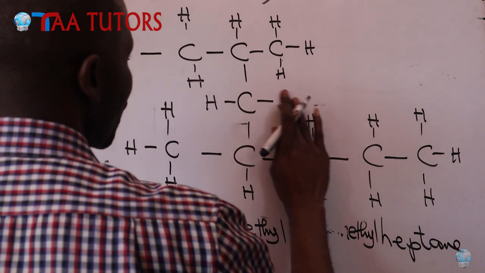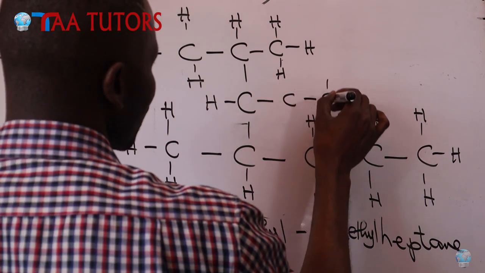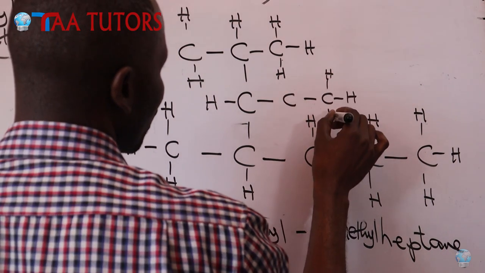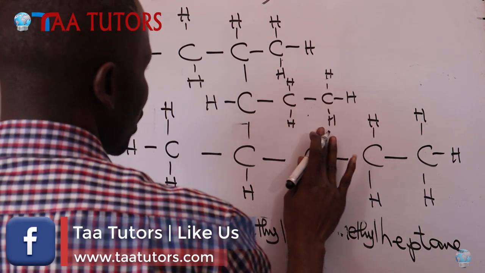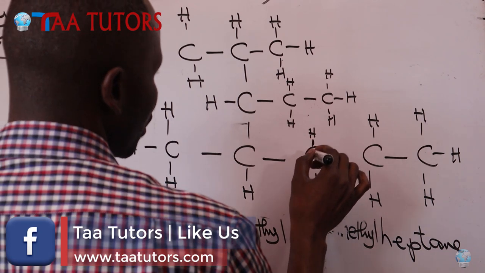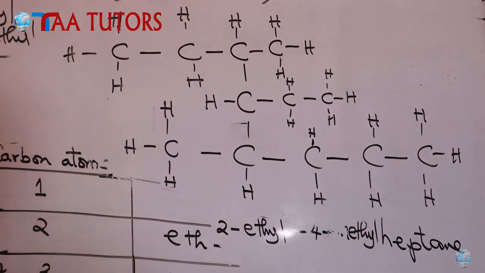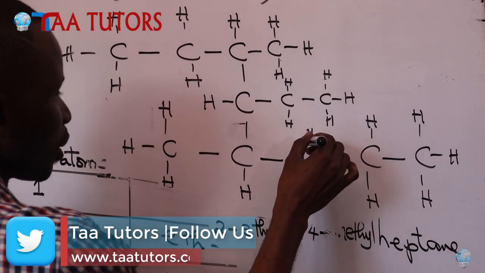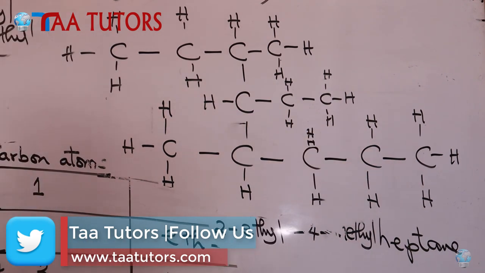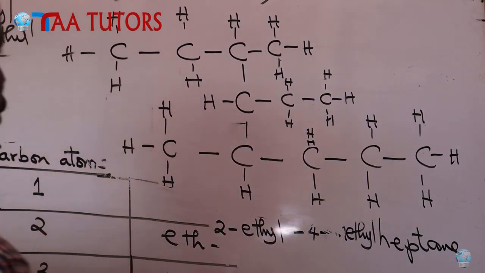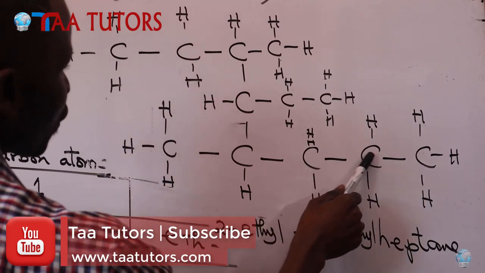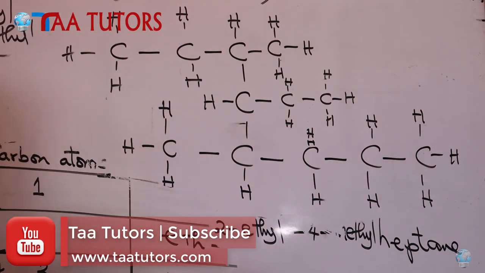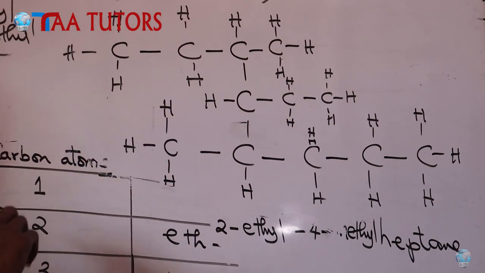Okay, this one I can still just write C, H there, H and H. So viewers, we have this compound here. We want to first of all determine the straight chain. If I start from here, 1, 2, 3, 4, 5, 6, 7, 8. It's not straight, but it's the longest carbon-carbon chain.